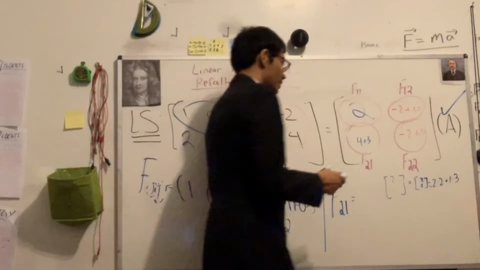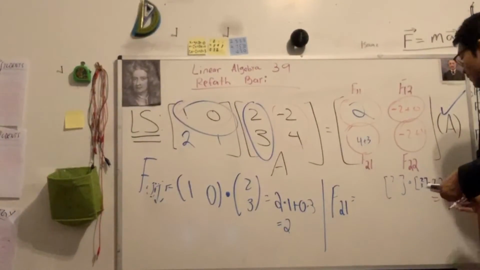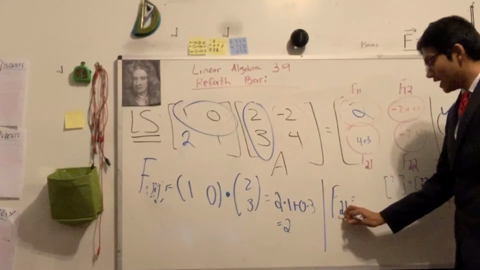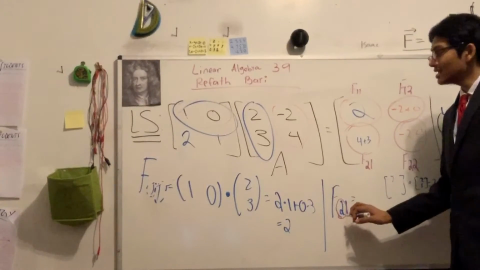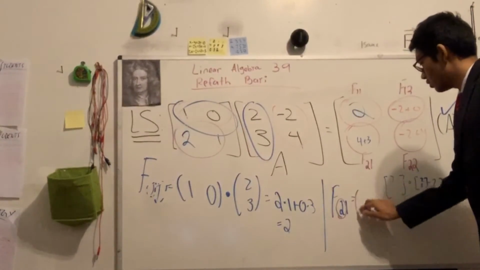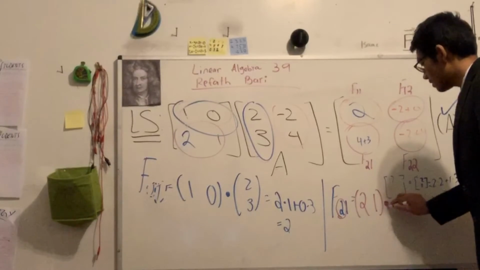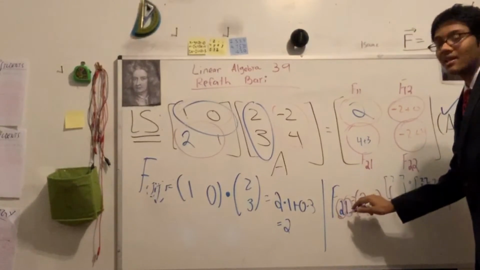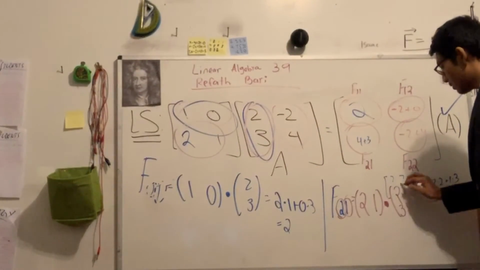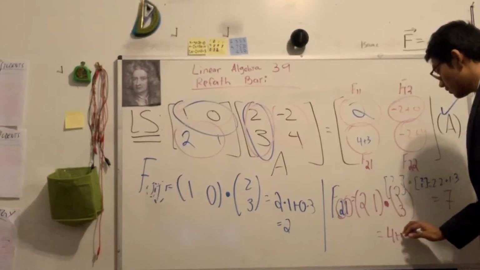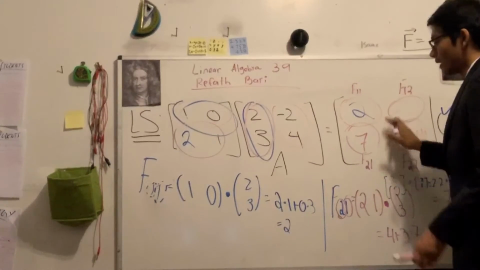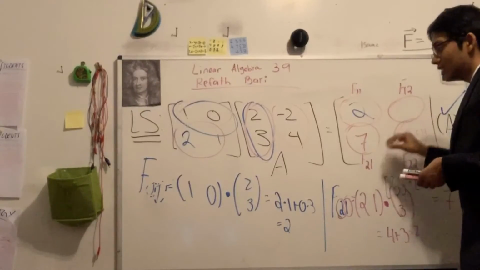Now, what is your final answer? 7. Okay, so let's try to see if that approach is right. F21, right? So that means we take the second row of the first matrix. What is the second row of the first matrix? 2, 1. And we take the dot product with the first column of the second matrix. What is the first column? 2, 3. So it's 4 plus 3, which is 7. Okay, this is going very well. Alex, would you like to show what F12 is with this new method?